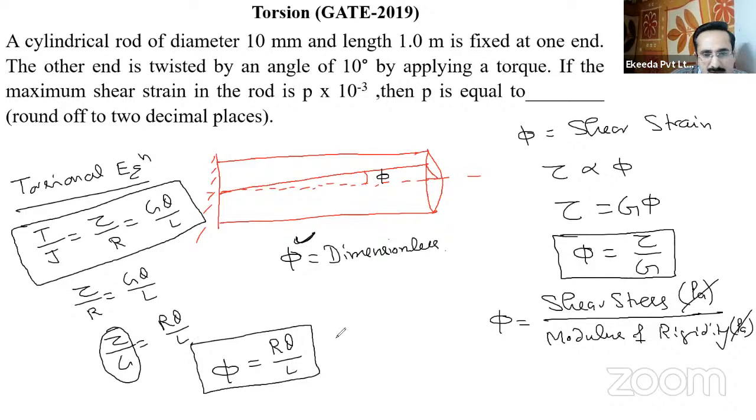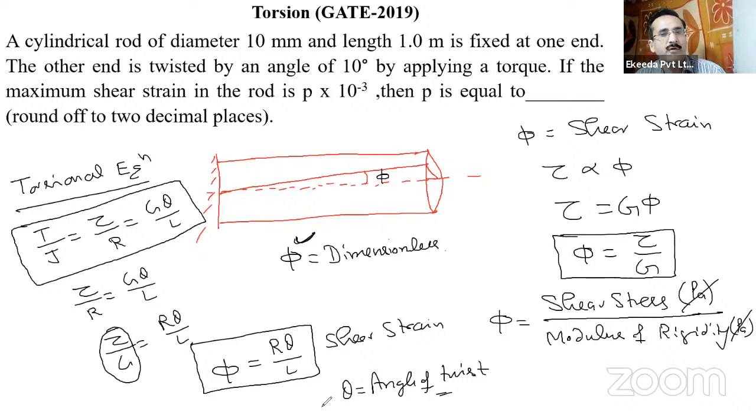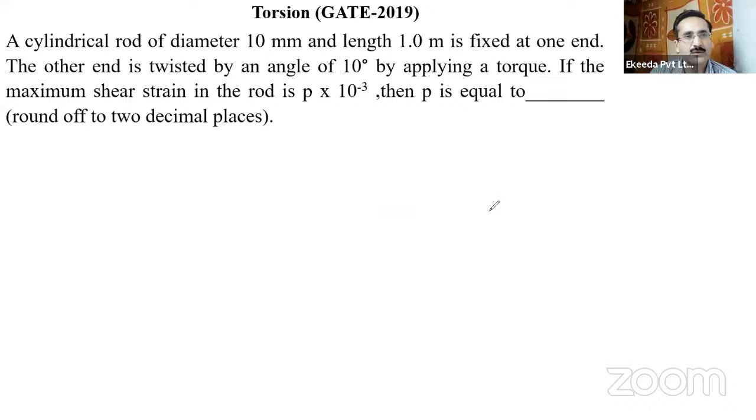So this is the shear strain, where theta is the angle of twist, right? So this is how phi can be obtained. Now we can do this question, right? Based on this background, this question can be solved. So now we can read this question.